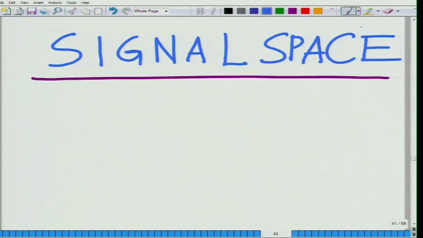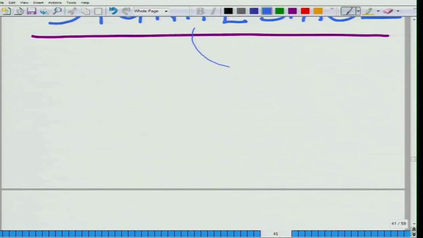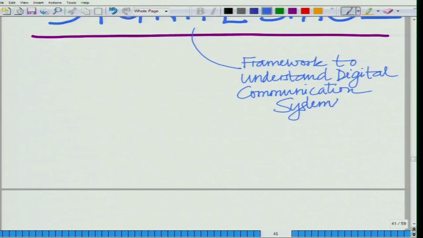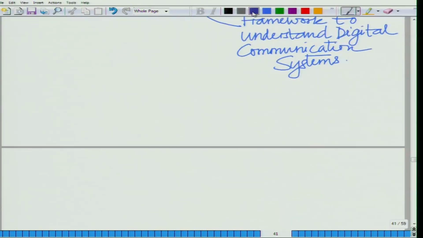It's a framework for digital communication. Let's call this an important framework to understand digital communication systems. Now, let us start with a simple introduction to the concept of signal space.